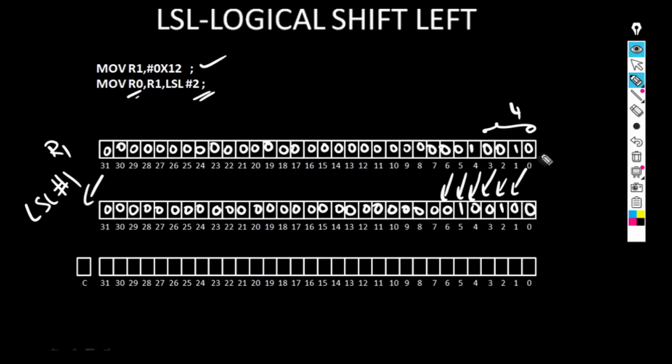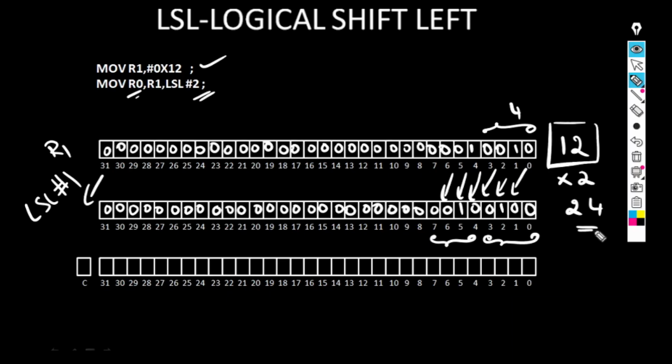Now what was our initial data in hexadecimal? It was 12. What is the new data? Group these 4 bits together: the value is 4. Group the next 4 bits together: the value is 2, giving 24. So what you will notice is, if I shift this entire register content by 1 bit position, the original data is multiplied by 2, that is 24.